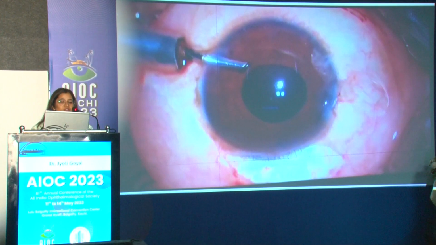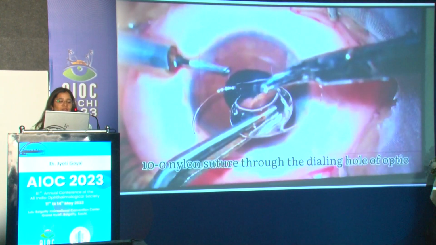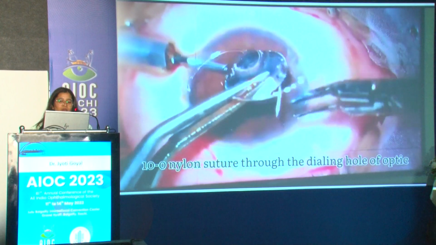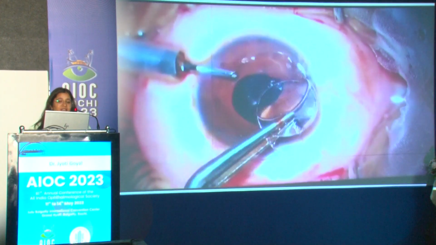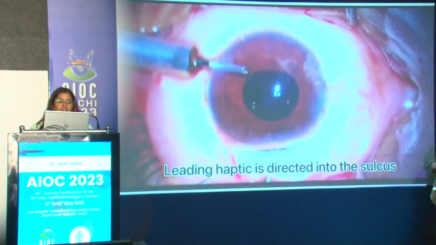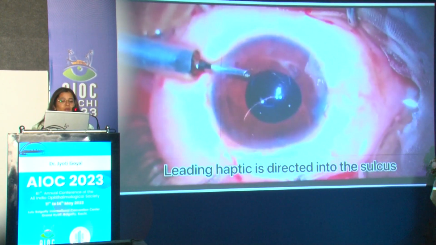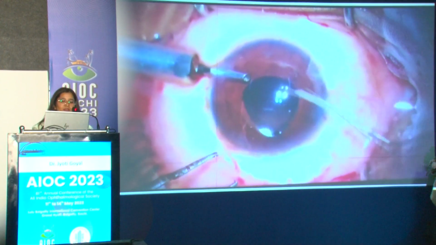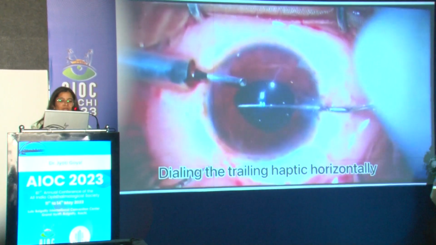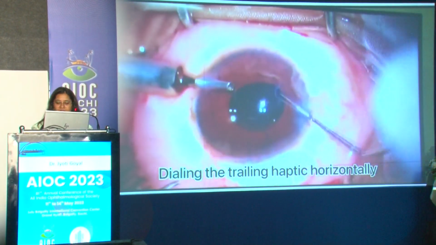This is a case which is complicated by intraoperative posterior capsular rent, and now we are going to place the IOL in the sulcus using this suture sling technique. Step 1 is to pass the 10-0 nylon suture through the dialing hole of the optic. After that, we will be directing the leading haptic into the sulcus as shown in the video. This is followed by dialing of the trailing haptic with the Sinskey hook dialer, and we have to make sure that we dial it horizontally into the sulcus.